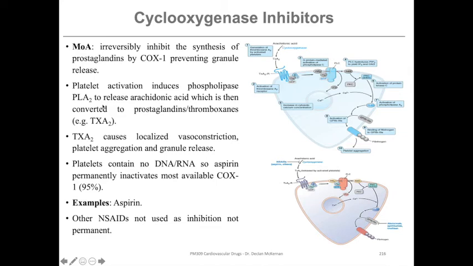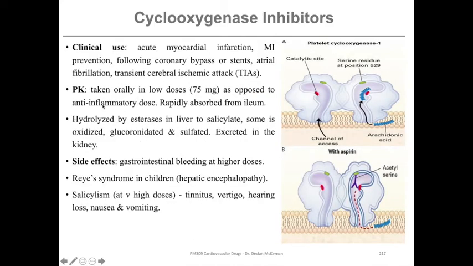Platelets, it must be remembered, contain no DNA or RNA, so aspirin, for example, can permanently inactivate most available COX-1 on platelets, up to 95%. Examples from this class include aspirin. Other NSAIDs or non-steroidal anti-inflammatory drugs are not used, as inhibition is not permanent. Shown in the diagram on the right is where aspirin binds to platelet cyclooxygenase.